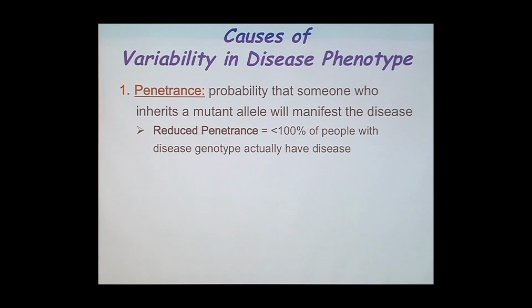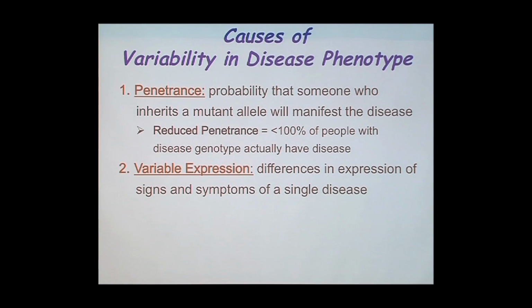Everybody who has the mutation shows the disease. If not everybody that has a mutation gets the disease, so for example, if 90% of the people that have the mutation actually have the disease and 10% don't, that's called reduced penetrance, and you'd say that that disease had 90% penetrance, okay?